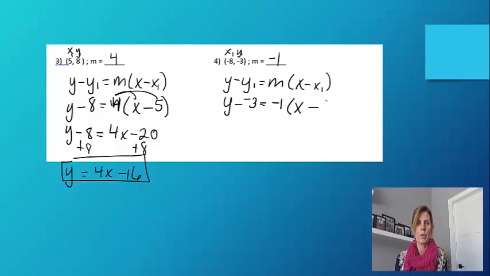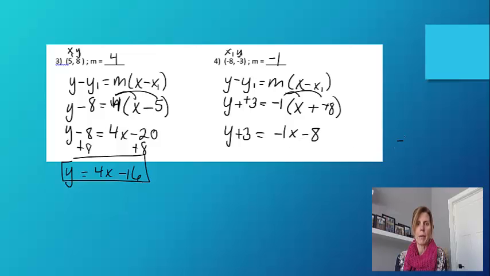x minus my x1 is negative 8. So I'm going to have lots of canceling here first. Minus negative, we know, just turns into plus or positive. So now from here, I'm going to be distributing. So I'm going to get y plus 3 is equal to negative 1 times (x minus 8).